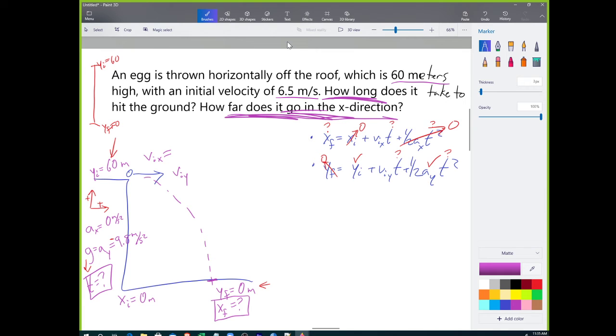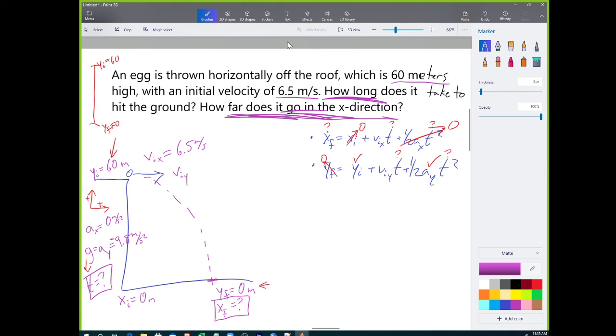6.5 meters per second. And if I am moving horizontally when I move off the cliff, or rather the egg, what is my vertical component? Same as last problem. Annabelle told me.